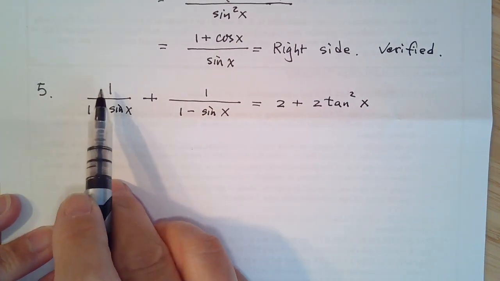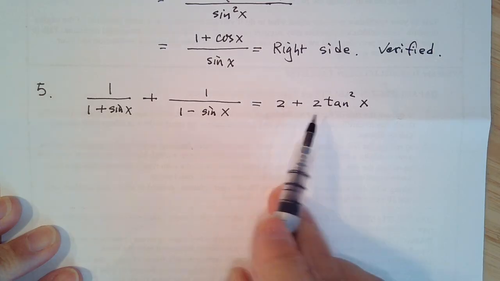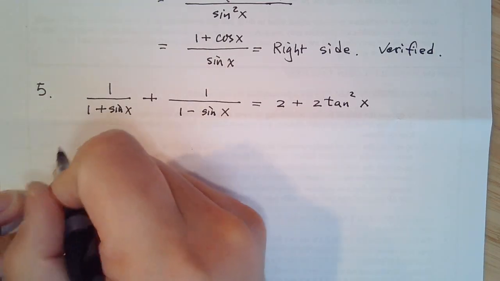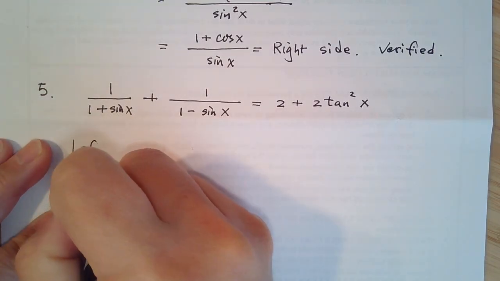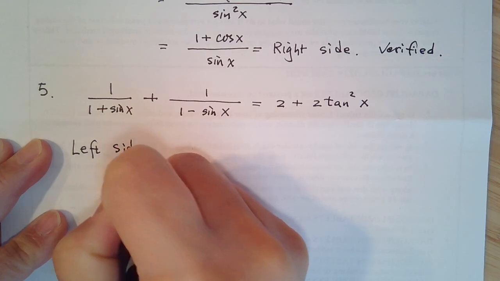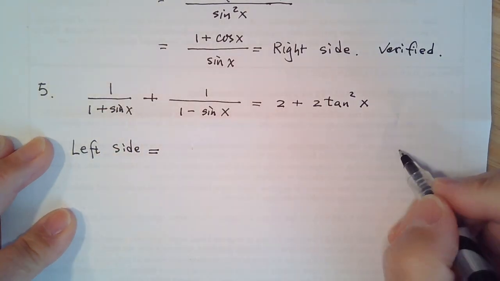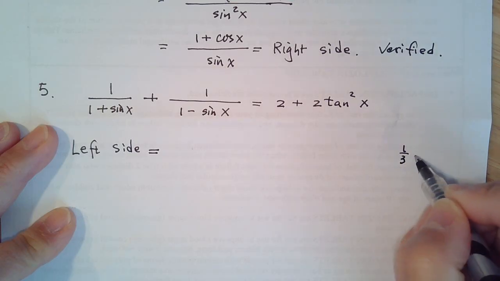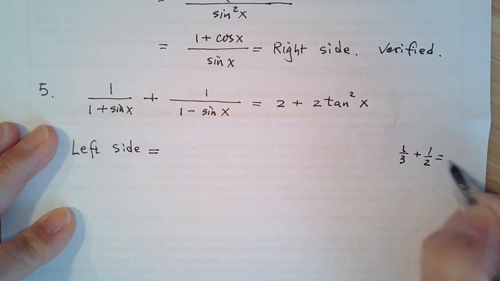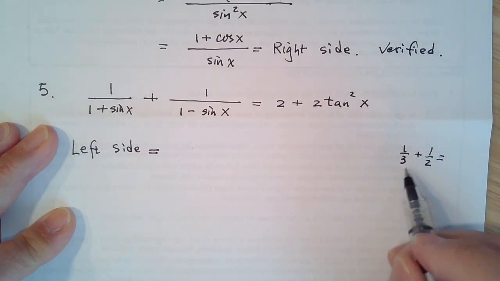I have 1 over something, and the right side is a little easier. So I will start from the left side. Okay. Do you remember how you add two fractions together? For example, if you want to add 1/3 plus 1/2, you get the least common denominator.